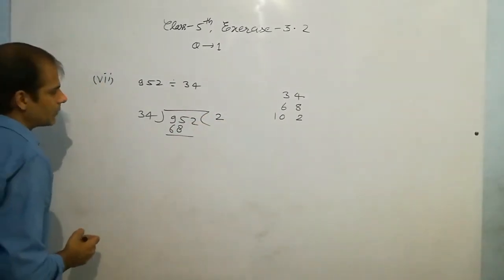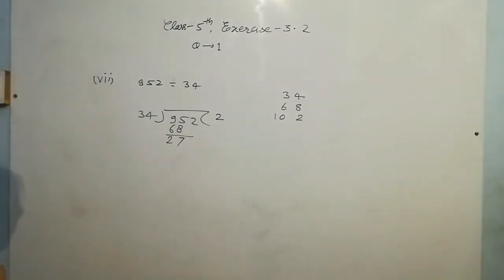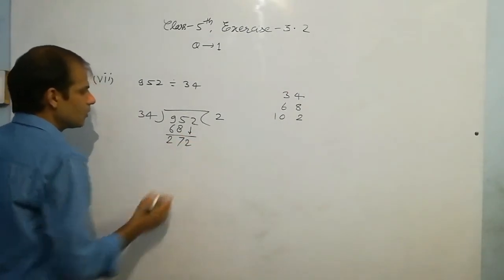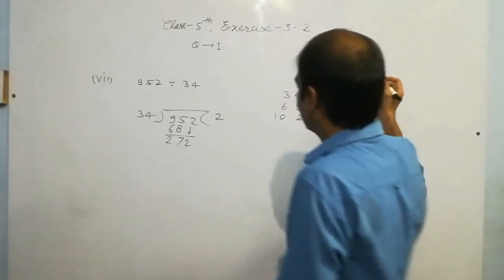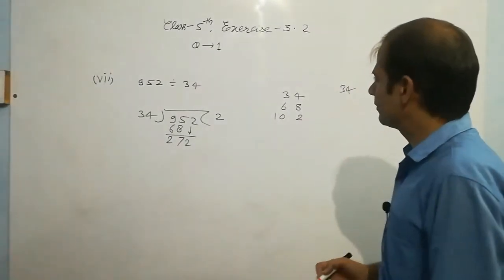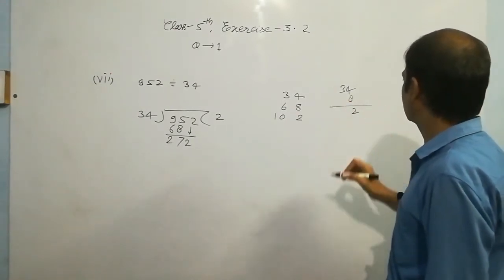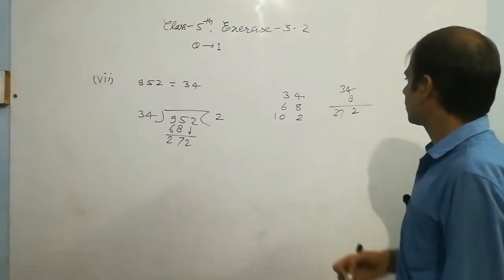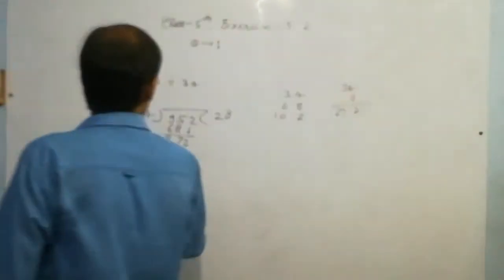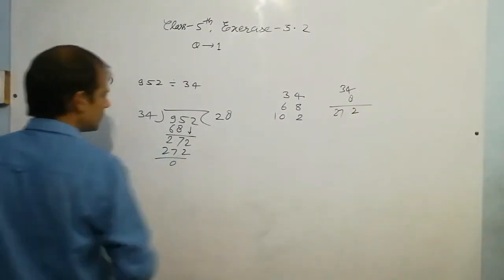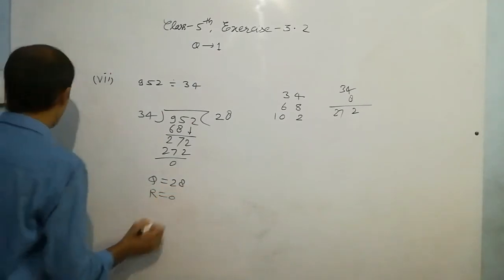After subtraction we have 27. Then copy this 2. Now 272 is divided by 34. So by practice, if you think that multiply by 8, then it will be 272. So 34 8 ja 272, remainder is 0. So you can write your answer as quotient is 28 and remainder is 0.